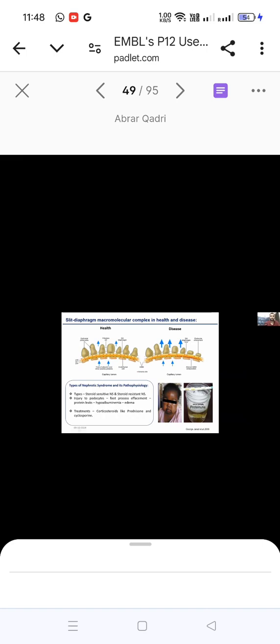Here we can see how the three layers are intact, and there is no movement of proteins like albumin from blood into urine. But in disease condition, we can see the outermost layer, that means the slit diaphragm, is lost. When there is no slit diaphragm, albumin will move from blood into urine, and it will lead to the development of nephrotic syndrome, which is characterized by proteinuria and edema. Further, there is no effective treatment. To some extent, corticosteroids are given, but after some time, there is a relapse of the disease.